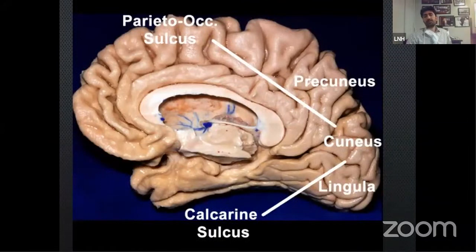Now we come to the medial surface of the occipital lobe. The medial surface of the occipital lobe is separated from the parietal lobe by a deep fissure known as the parieto-occipital fissure or parieto-occipital sulcus. And there is another sulcus on the medial surface, also known as the calcarine fissure, which runs from the parieto-occipital sulcus below the corpus callosum, runs upward and posteriorly up to the occipital pole.